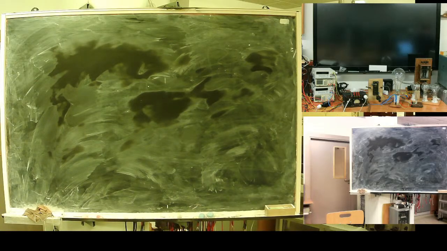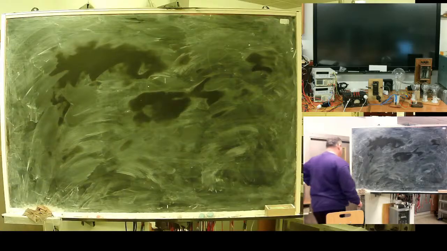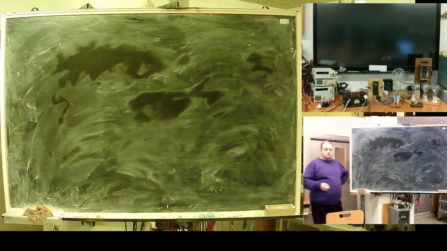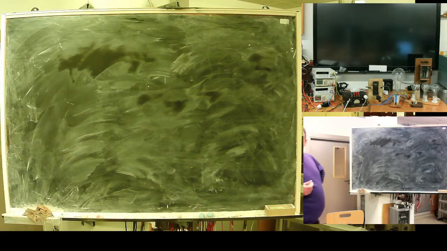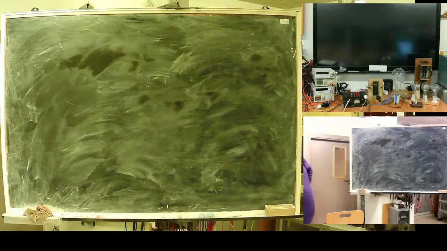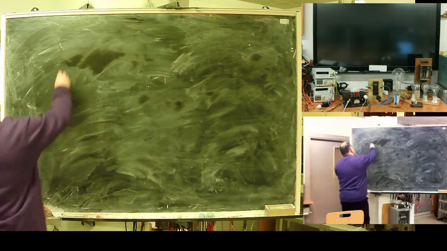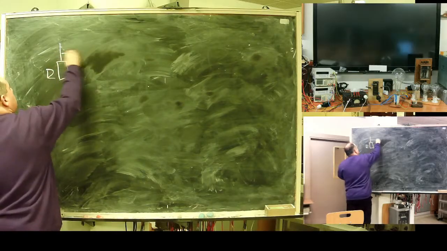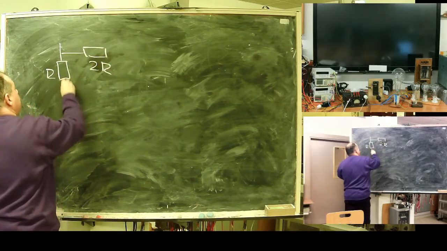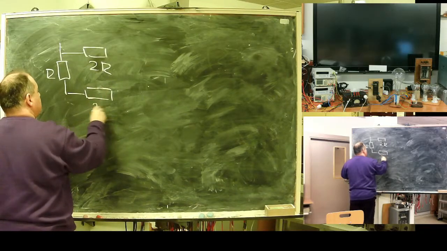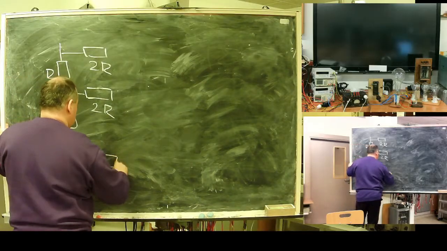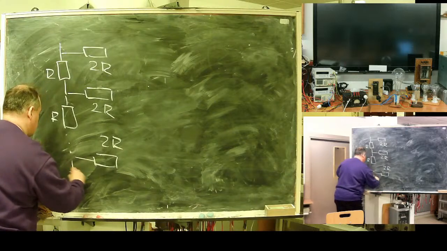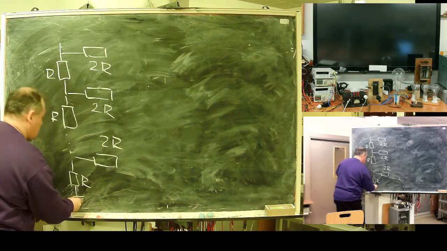Another version is the so-called ladder, more popular. With the ladder, you have this structure. R, double R, double R, R, and so on. Double R, R, ground.